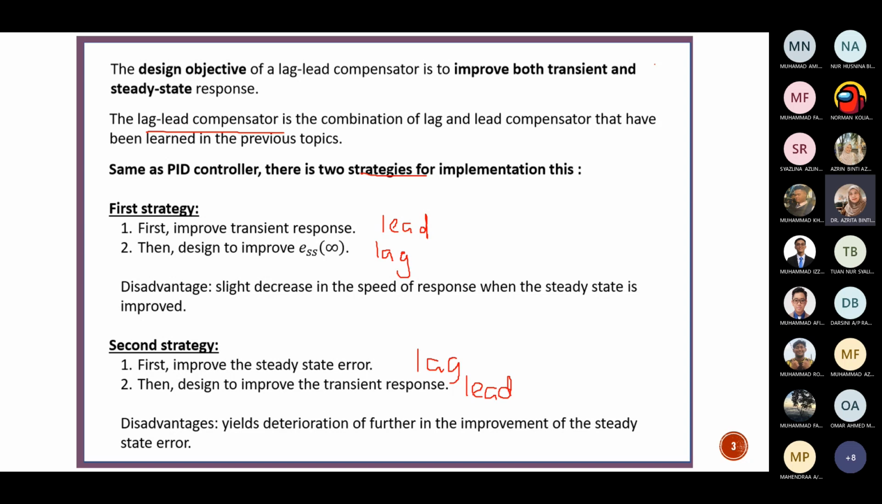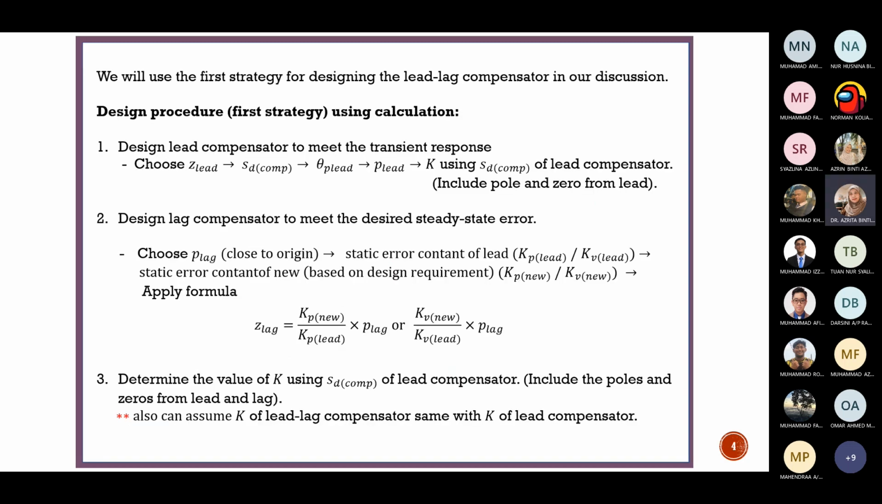But in our discussion, we will use the first strategy. So same as the PID controller, where we design the PD first and after that we design the PI controller. For the lag-lead, it is the same. We design the lead compensator first, and then we design the lag compensator. Basically, for the lag-lead or lead-lag compensator, it is the same. You can call it lag-lead or lead-lag, so both names are the same.